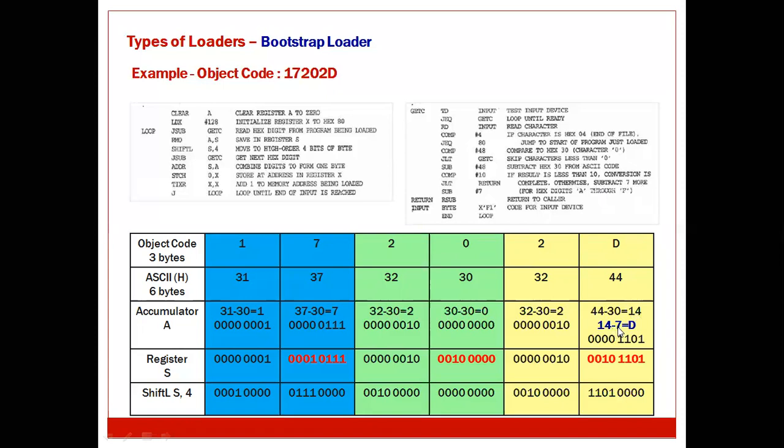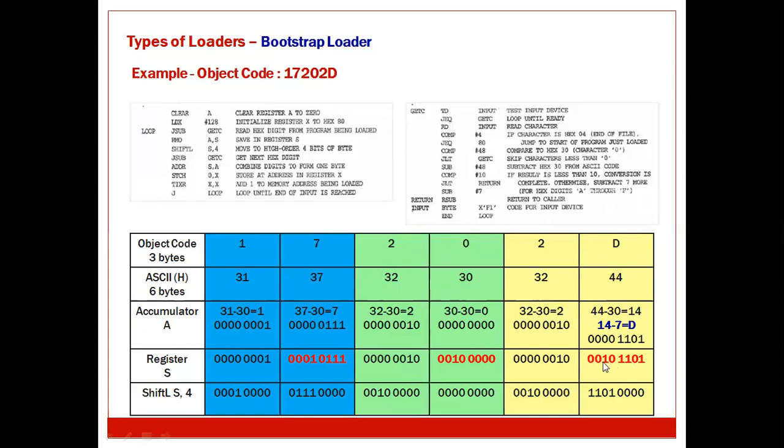So 14 minus 7, hexadecimal, is D. So the accumulator will have 0D, that is 0000 1101. D in terms of binary is 1101. Okay, fine. So now you have to store it in the register S. So 0010 I have shifted here. Now 1101 I have added here. I have combined, joined them. So 0010 1101 will be the register S value.